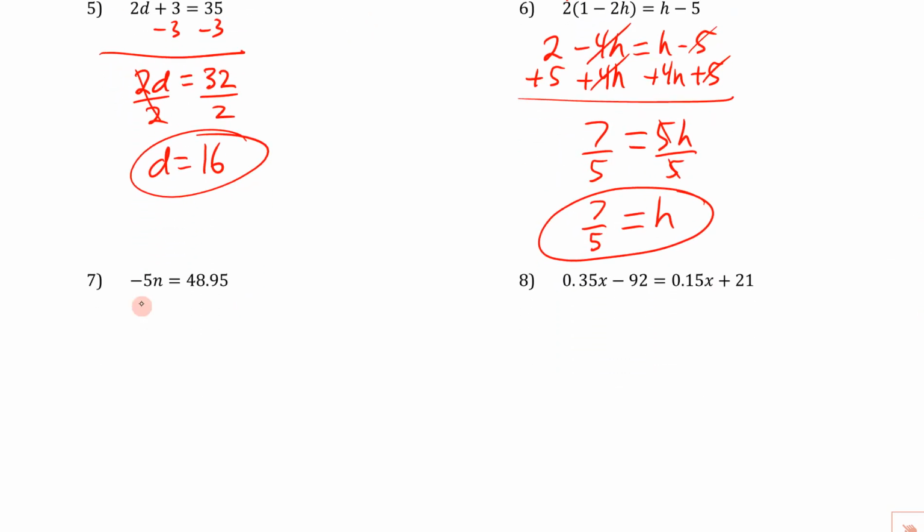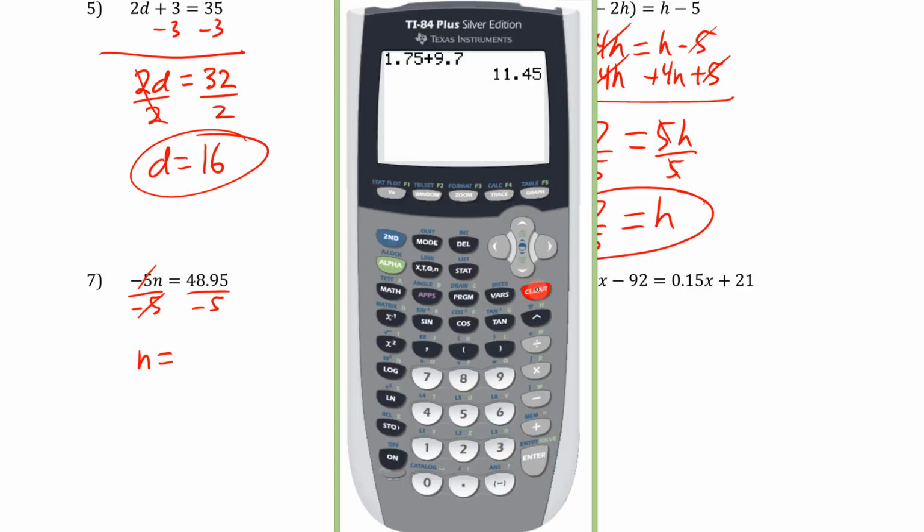So we'll take a look at this one here. We need to get rid of multiplying by -5. Again, we're going to divide by -5, so we're going to cancel the two of those. We get an n on this side, and then I'm going to type that into the calculator. We're going to get 48.95, and then we're going to divide that by negative. Remember, the negative's right here. Divide that by -5. Hit enter, and we get -7.79.